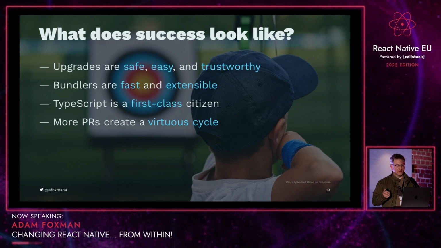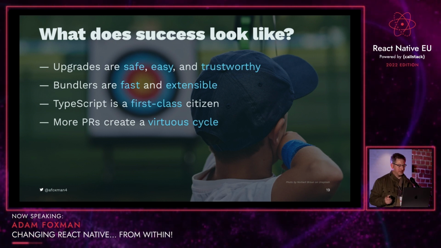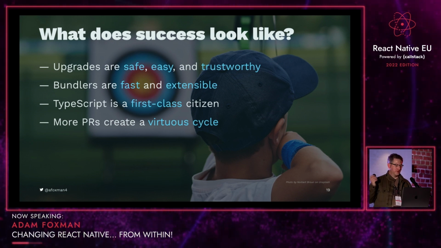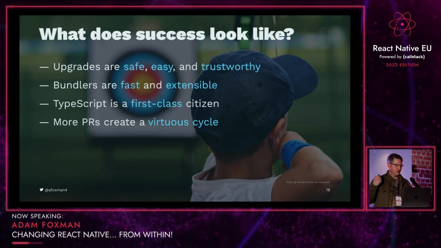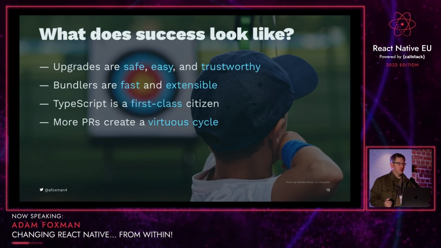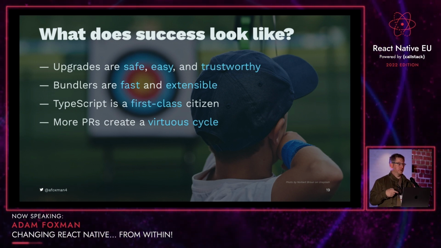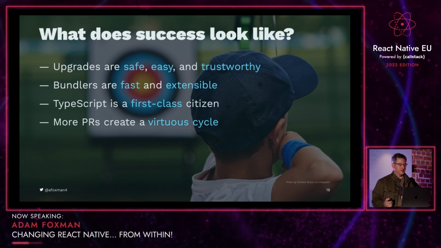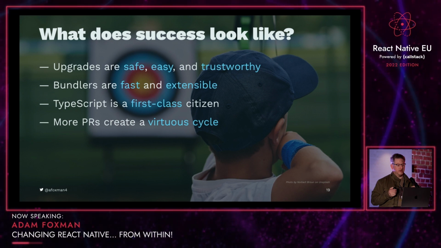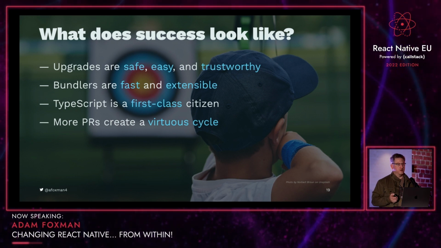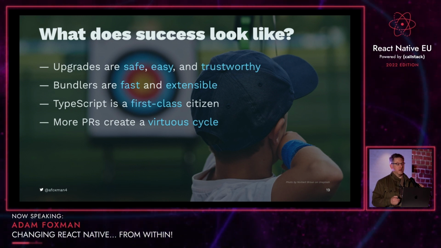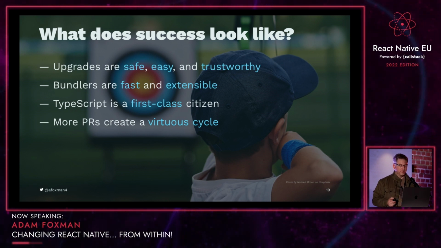So that's a lot of complaining, right? What does it actually look like to succeed? From a developer's point of view, when you read this list, upgrades should be safe. They should be easy. You should be able to change a package version. You should be able to upgrade React Native or the gesture handler or Reanimated or something, and just trust that it's going to work. And you don't have to think about it beyond that. You shouldn't have to spend hundreds of hours doing testing and detailed compatibility analysis.